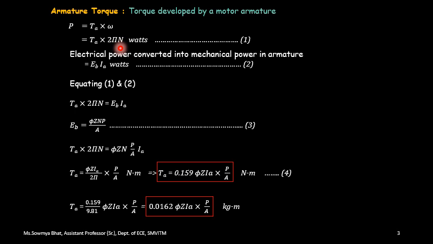I have not written it as 2 pi n divided by 60. If I write it divided by 60, then n is expressed in revolutions per minute. If I express it as just 2 pi into n, it is in revolutions per second. So now I have TA into 2 pi n watts.